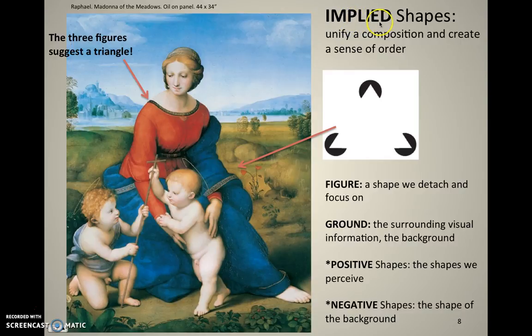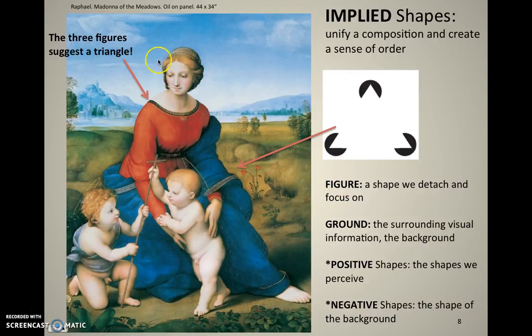You can also have shapes implied within a composition. So when you see Mary and Jesus and John the Baptist, you are looking at something that forms a kind of triangle in the work of art because of where he's placed the figures, where he's placed the head and the foot of Mary. It gives something very stable in the composition, very, very harmonious. This is something from the Renaissance by Raphael. So understand these terms as well.